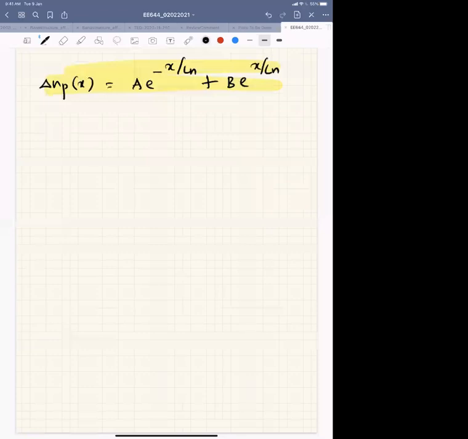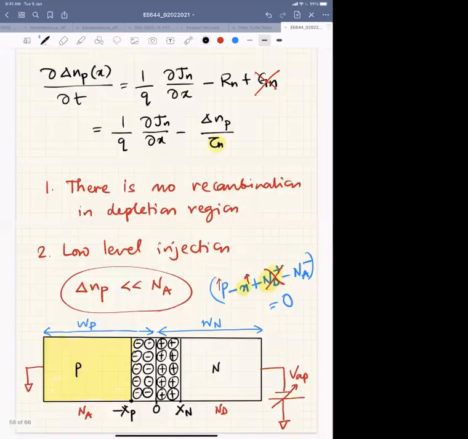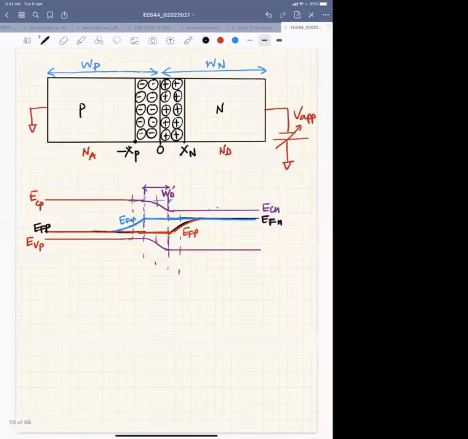So I know a couple of things. Delta np at -xp, I know this is ni squared by Na times e to the power q applied voltage by kT minus 1. And I know that delta np at infinity, or minus infinity, is 0, right? Basically, assuming Wp is much higher than Ln, I could also assume that.